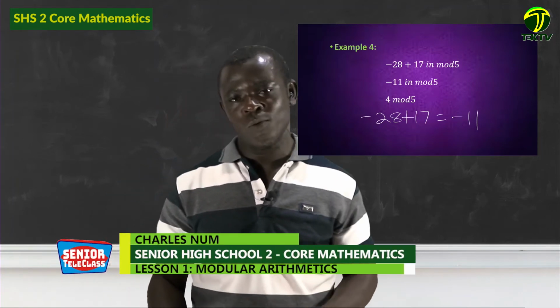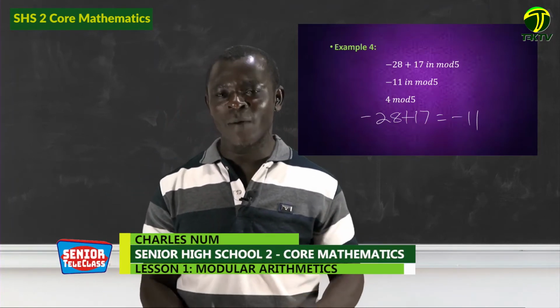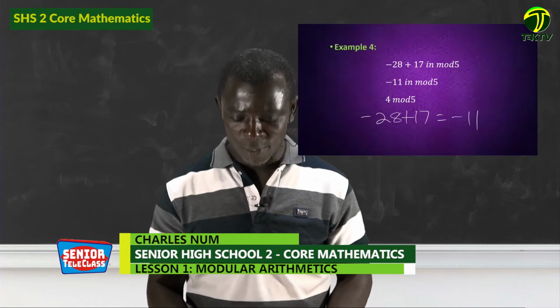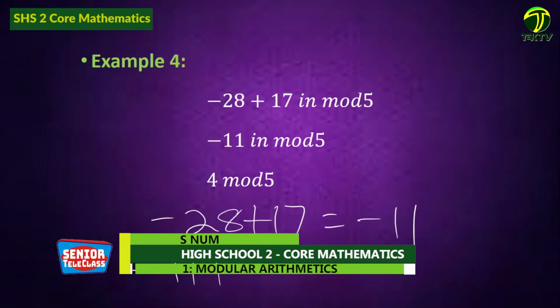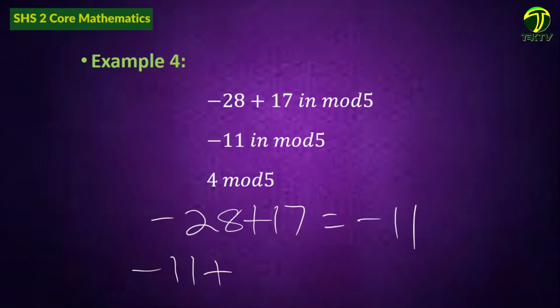So we go back to how to change a negative number to a given mod. So minus 11 plus, you can use 5, you can use 10, you can use 15. They are all multiples of 5. In this case, I will go in for 15. And that will give me positive 4. Minus 11 plus 15 is 4. Which means minus 28 plus 17, the final answer is 4 in mod 5. Okay.